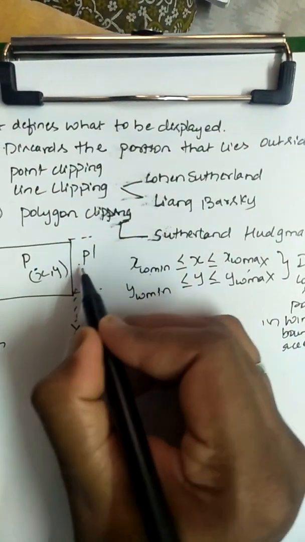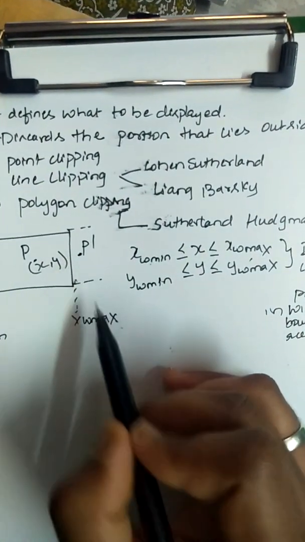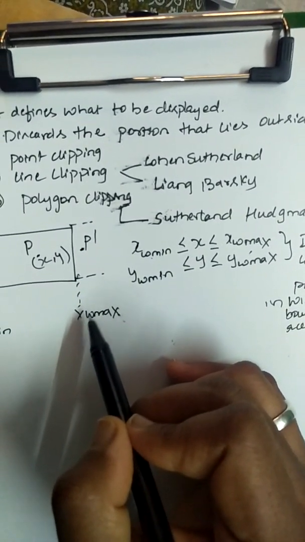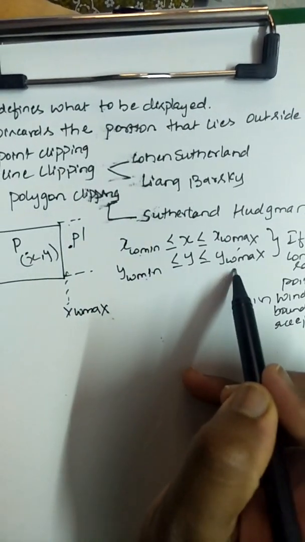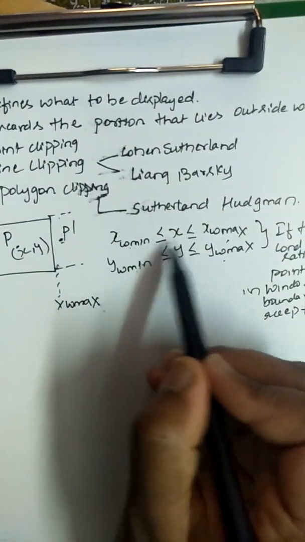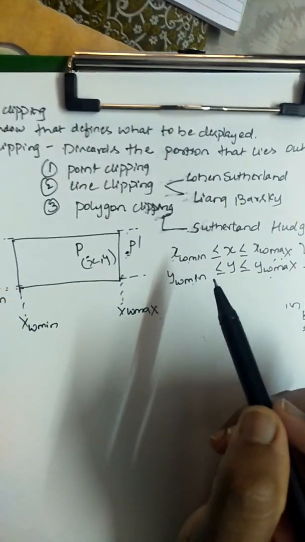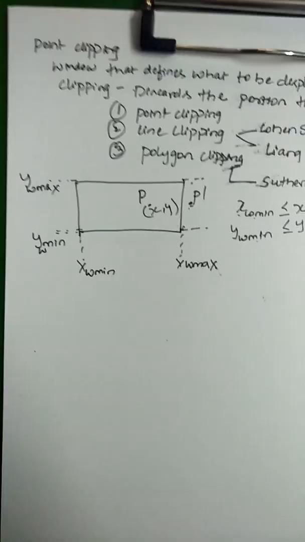Assume there is a point P dash here. Its y value lies between this range, whereas its x value, no, it doesn't lie. So I will reject this point. So this is about point clipping. We'll see about line clipping now.